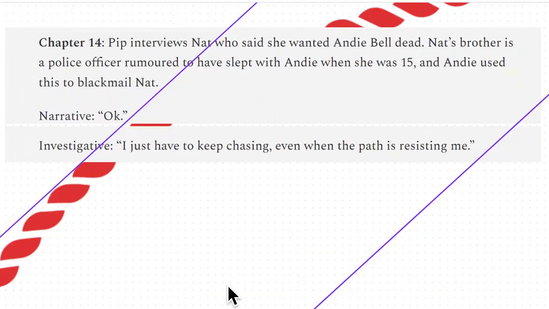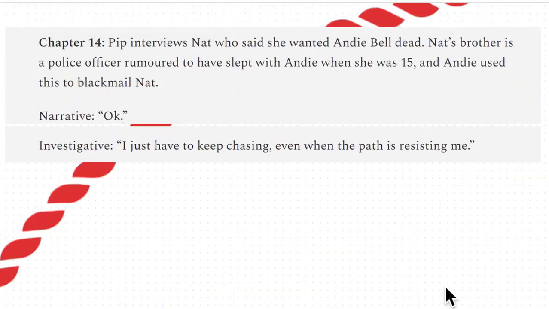In chapter 14, Pip interviews Nat, who said she wanted Andy Bell dead, flat out. Nat's brother is a police officer, rumored to have slept with Andy when she was 15, and Andy used this to blackmail Nat. The narrative line is okay. This is actually at the end of some cute banter between Pip and Ravi. We'll see a handful of less story-forward last lines here, and they're all concerned with that relationship building.